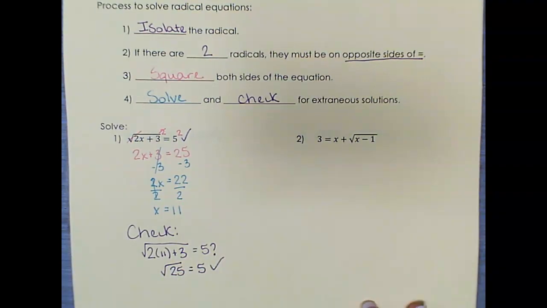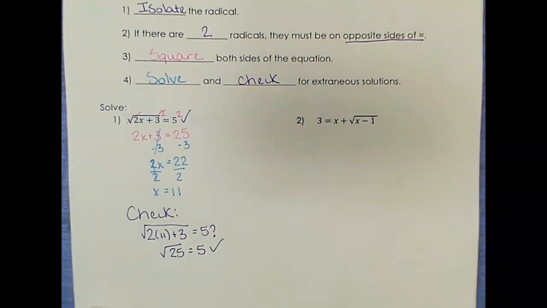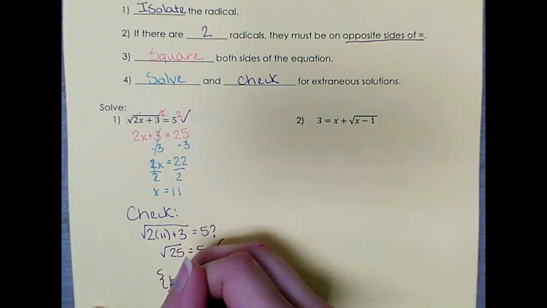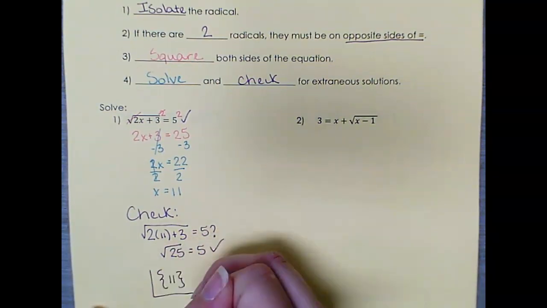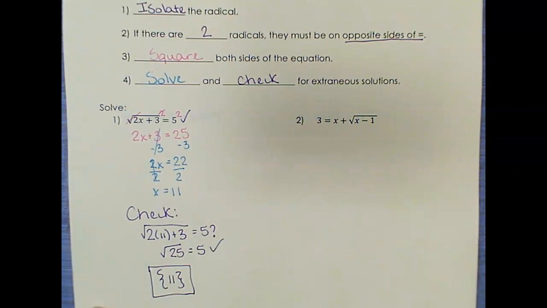This works. So that means that my answer, or my set of answers, because it's possible I might have more than one, my set of answers is just 11.